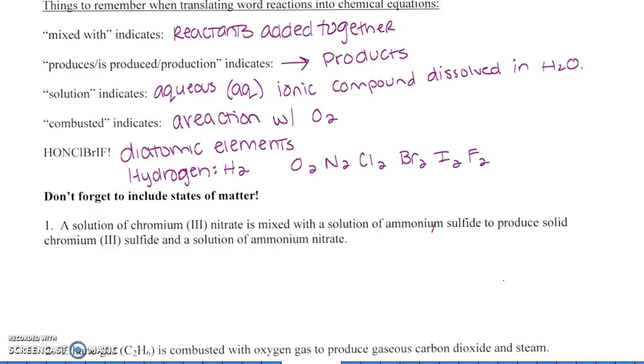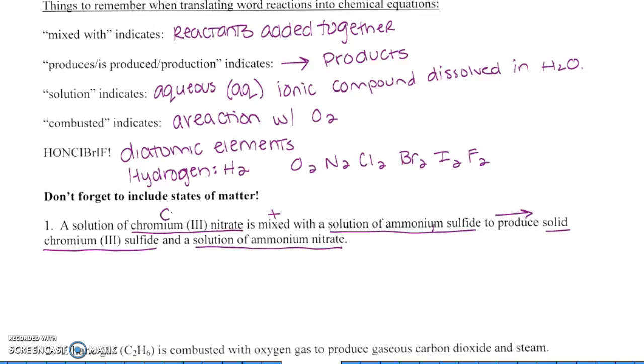Number 1, a solution of chromium(III) nitrate is mixed with a solution of ammonium sulfide to produce solid chromium(III) sulfide and a solution of ammonium nitrate. So there's a lot of information here in this problem. So what we're going to start off by doing is just writing the formulas from the compound names because we know how to do that already.